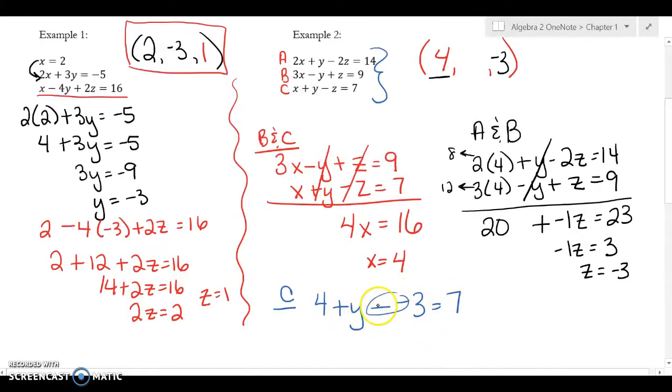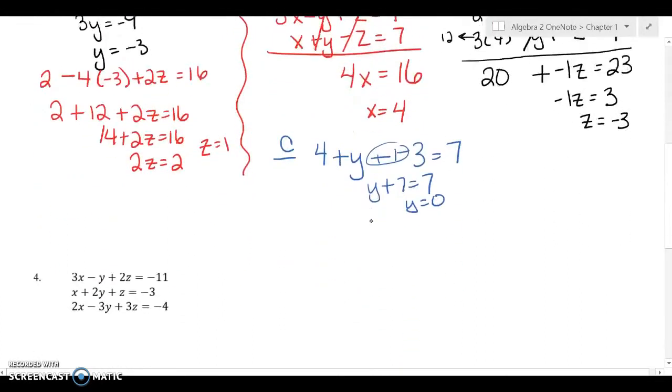So this becomes a plus. So I end up with y plus 7 is 7. So y equals 0. So this is another one that was a little nicer. And when I say a little nicer, you'll see what I mean when I get to the harder ones. Okay. So let's look at this.